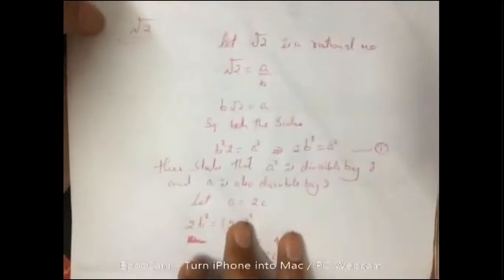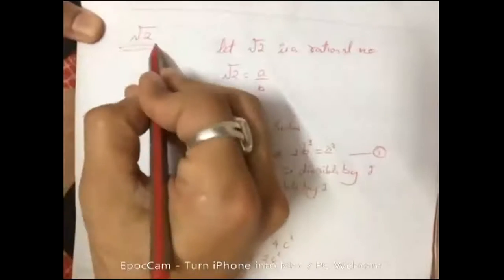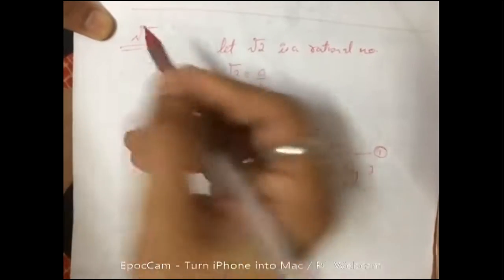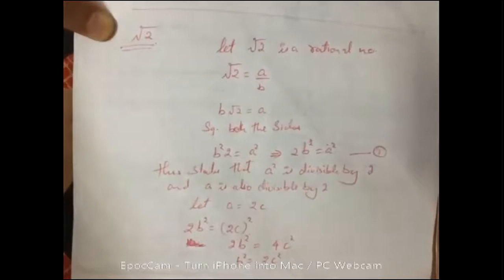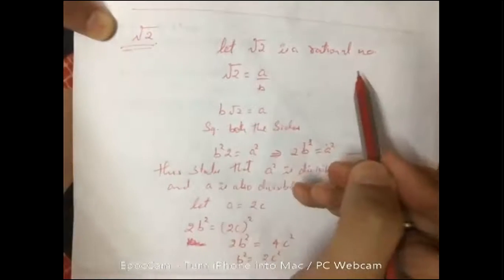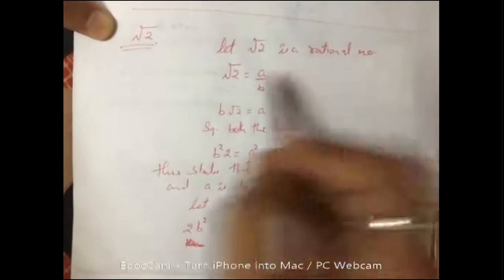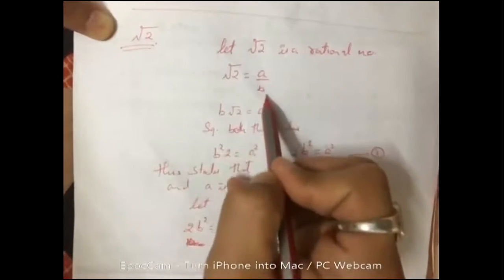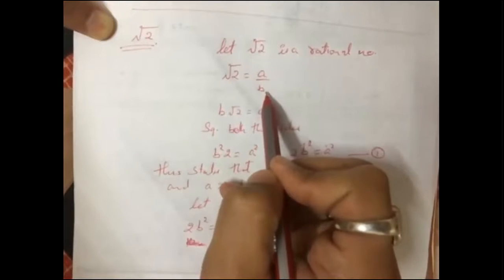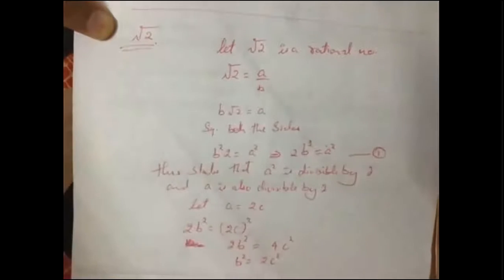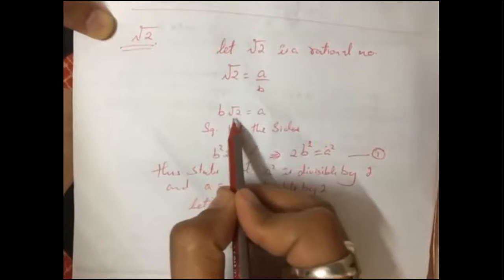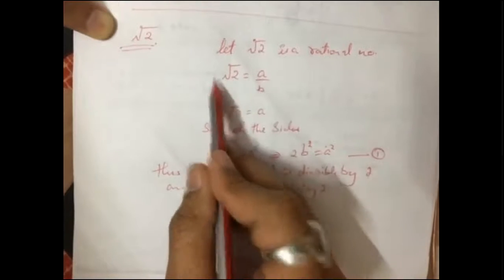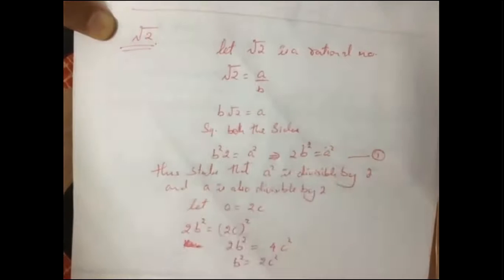First step यहाँ से देखो क्या किया हमने. First we have to show that under root 2 is irrational number. So how have we started? We let under root 2 be a rational number. First step क्या लिया? That under root 2 क्या है? एक rational number. So if it is rational, then it can be written in the form of a by b. So under root 2 equals to a by b. Next, b under root 2 equals to a. b इधर चला गया तो b under root 2 equals to a. Squaring both the sides.